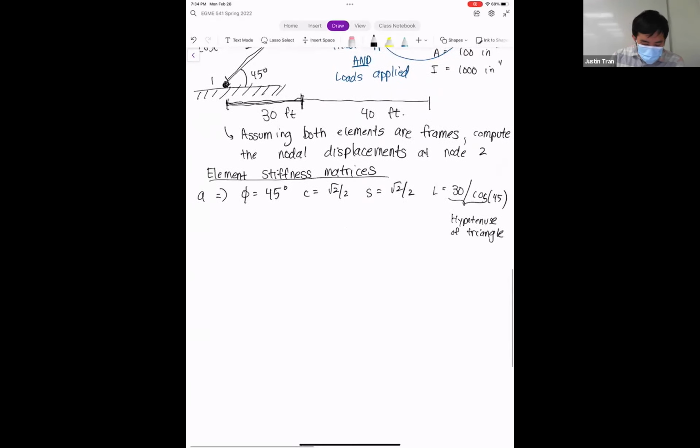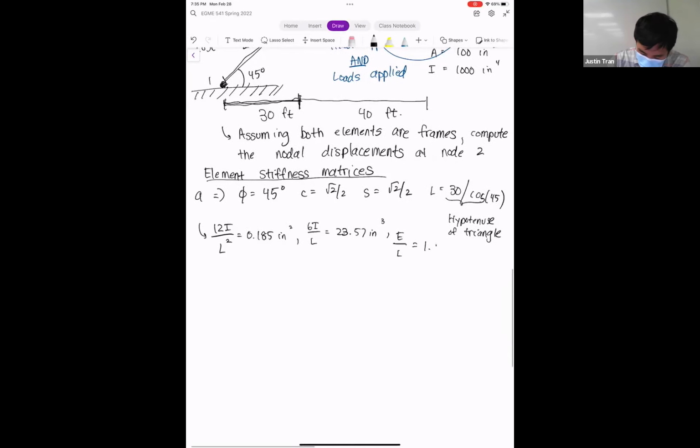Let's go ahead and compute the properties for this element. We have 12I over L squared, because that shows up in the frame element stiffness matrix, and that is 0.185 inch square. Next, we have 6I over L, which is 23.57 inch cubed. And finally, we have E over L, which is 1.179 times 10 to the 5th pounds per inch cubed.